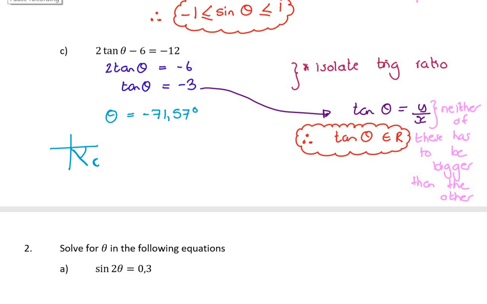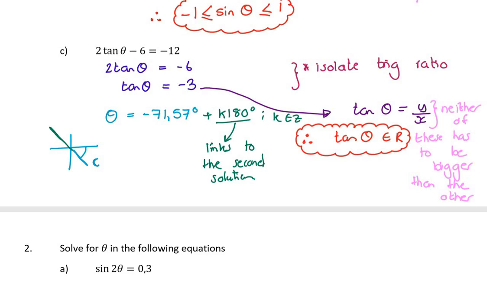Now, how does this then link to the second solution? Remember, in every other trig equation solution, we write plus k360. Here, however, we write plus k180, because this links to the second solution. So you don't have to write down the second solution. It is automatically generated. And that's because, sorry, that handwriting is terrible. That says links to the second solution. I'll try to write better. And that's because the other solution for when tan is negative is in quadrant 2, and literally 180 degrees later, that angle occurs. And so that's why you can summarize both solutions in one line.